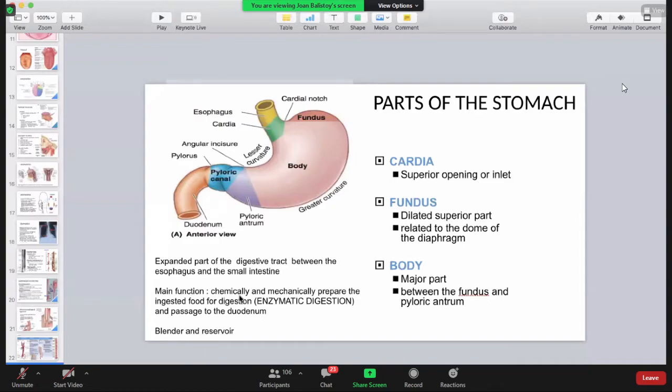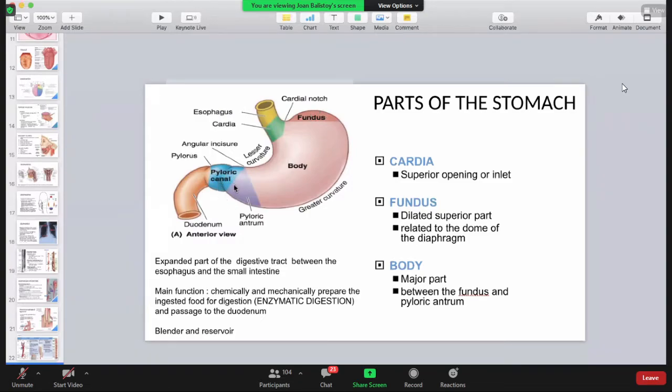The stomach has three parts. It has a cardia, a fundus, and a body. It has also a pylorus. So the cardia is the superior opening or inlet. It is at the level of T11 to T12. The fundus is the dilated superior part related to the dome of the diaphragm, while the body is the major part. It is between the fundus and the pylorus.